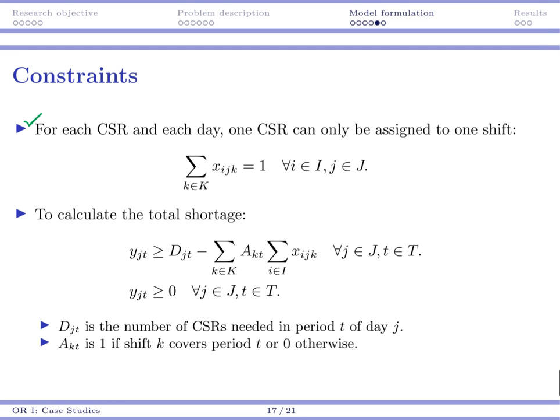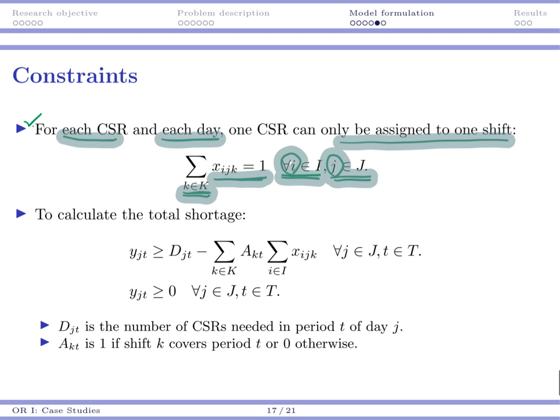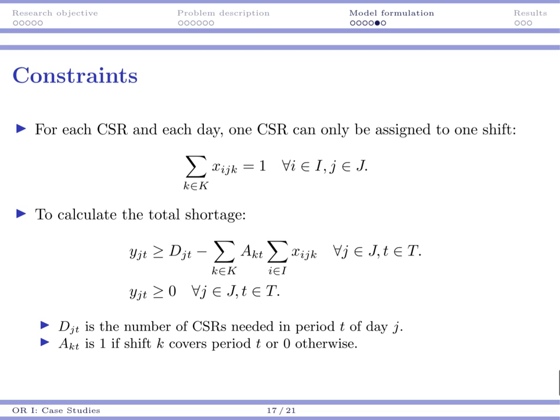So for the first constraint, for each CSR and each day, which means for each i and each j, for CSR i and day j, among all the shifts, exactly one of them should be assigned to that particular CSR. Okay, so I hope this is clear enough. For each CSR in each day, he or she should take exactly one shift. And if this person is having a day off, he should take shift 0.